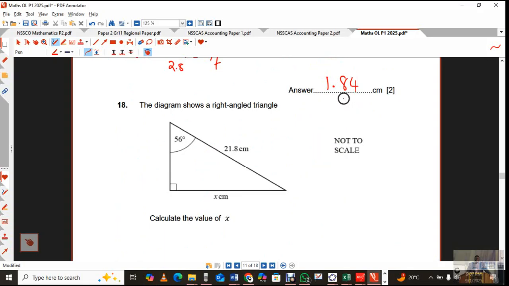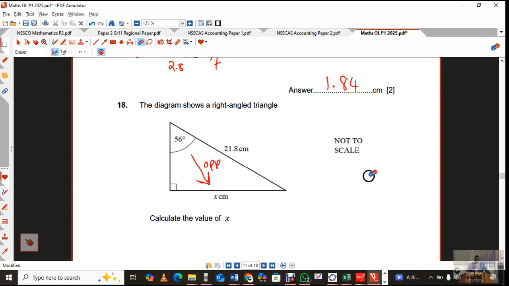The diagram shows a right angle triangle, and you're supposed to calculate the value of x. You cannot use Pythagoras because you don't have two sides, so you have to use one of the ratios. You can use only the sine ratio and the cosine ratio because the hypotenuse is given. You cannot use the tangent. Where is this distance x considered from? That 56 degrees angle is opposite to that distance x.